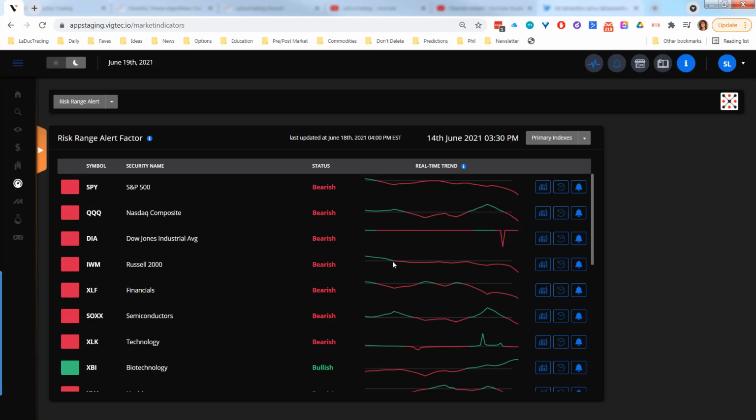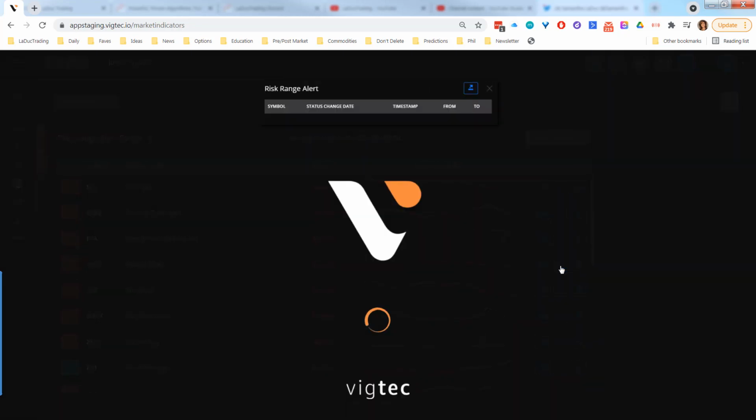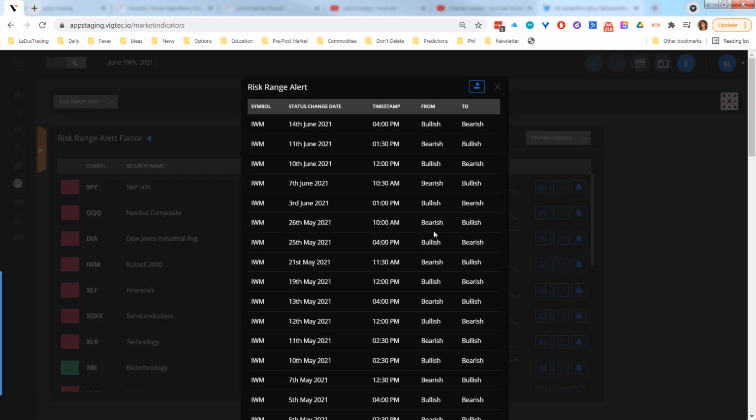Here's the Russell, and you can also see it's back. It has a timestamp. So when did this move? It went from bullish to bearish on the 10th, and then it reverted back into, and remember, this is going every 30 minutes, so it's only telling you or alerting you when the trigger alerts. Anyway, bearish to bullish, and then lastly on June 14th at 4 o'clock, bullish to bearish, and there it remains.